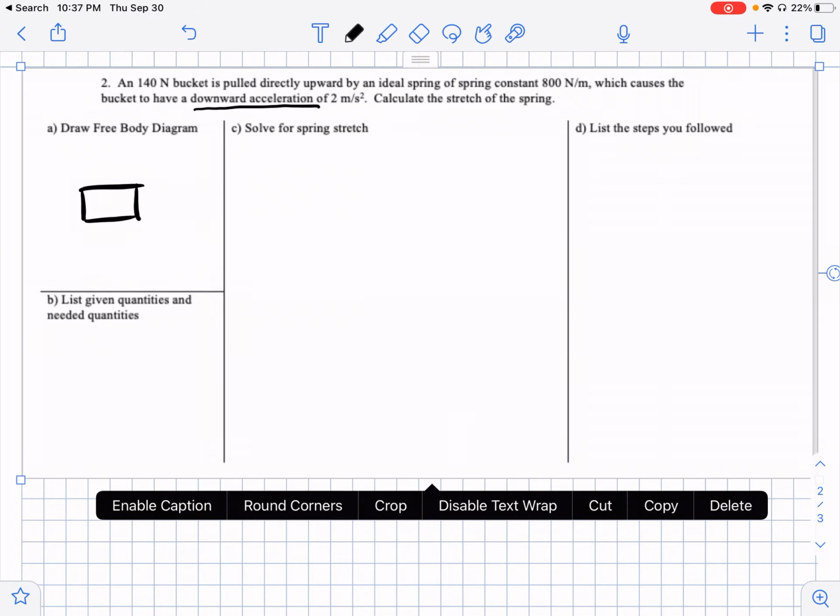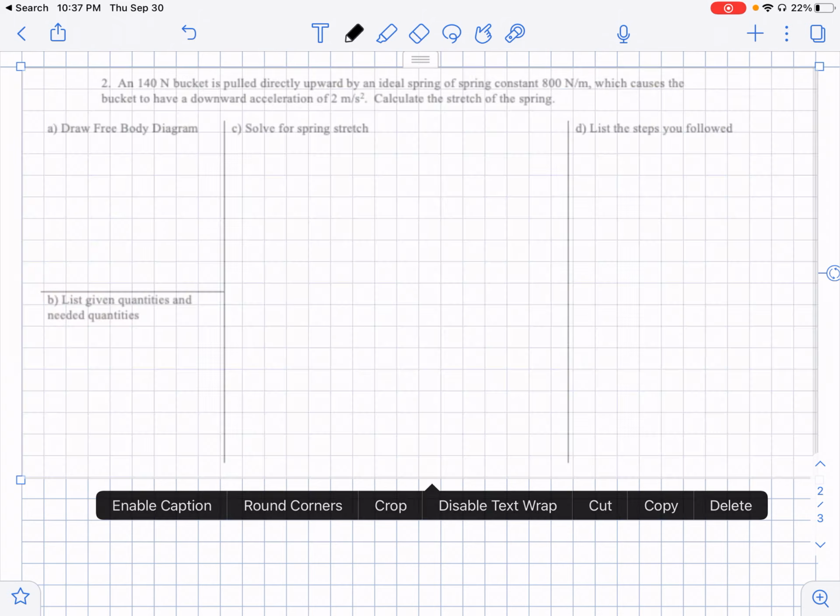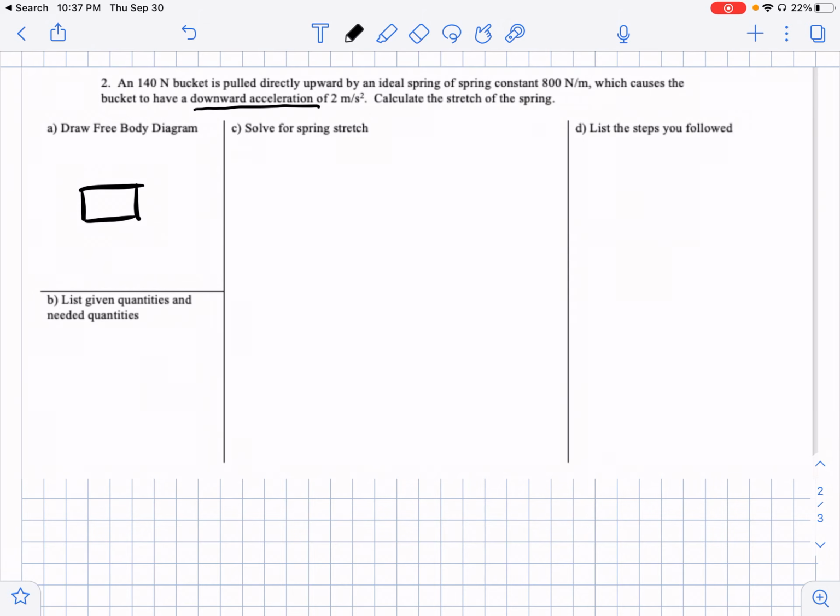So here's my bucket, and it's being pulled up by a spring, but it has a downward acceleration. Okay, so that means that your weight should be longer than the spring because it has a downward acceleration, so it should be unbalanced pointing down.